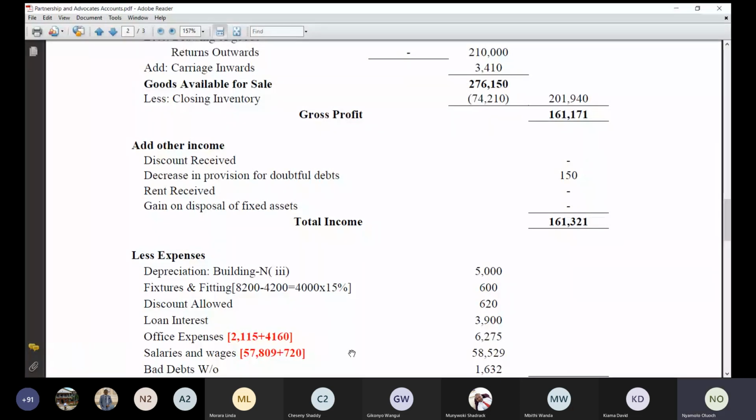Loan interest, that is the loan to Prince. Prince gave us a loan of 65,000, and the interest charge is 3,900. If I were an examiner and I wanted to confuse you, then I would let you calculate the loan to Prince. Prince is not a partner. So I will let you calculate it so that you confuse yourself. As you are calculating the interest on capital for French and Frem, you also mix it with Prince so that you mix your figures. And when you mix your figures, the examiner will be happy to score you less.